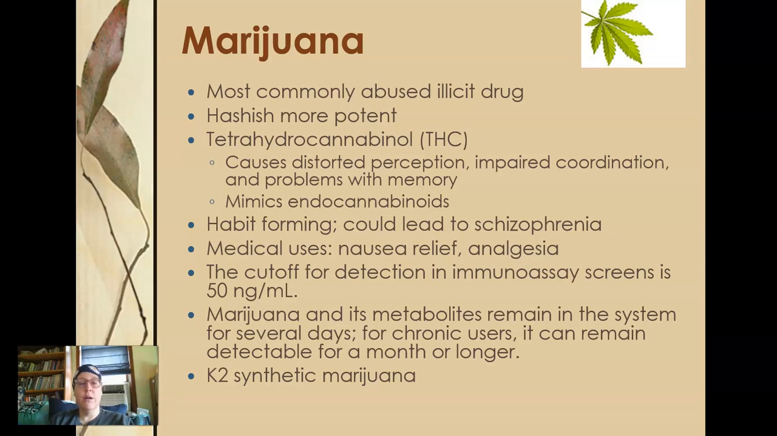K2 is worth mentioning; it is synthetic marijuana. So normally you would not expect people to die from using marijuana, but if they're using K2, that is a possibility. So if you ever heard of a death from marijuana, they're usually referring to the K2 synthetic marijuana. That stuff is really dangerous. And there's some information on K2 also in your folder in this week's lesson, if you want to go check it out.